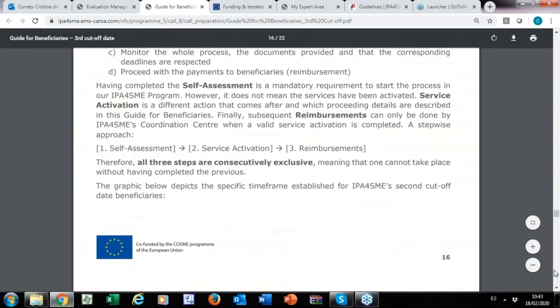So we try to put this in consecutive actions. Step one, self-assessment made, yes. Service activation, yes, and then reimbursement. These are all three steps that are consecutively exclusive, meaning that one cannot take place without having completed the previous one. And that is something important for us as well.